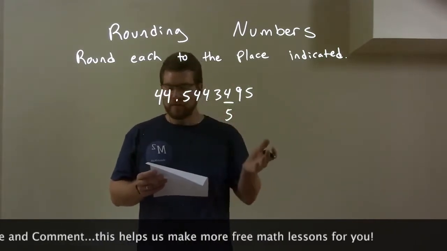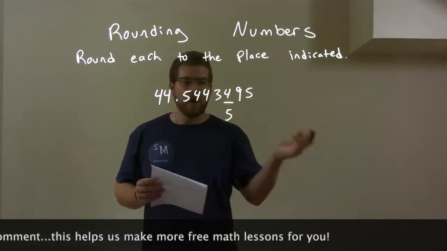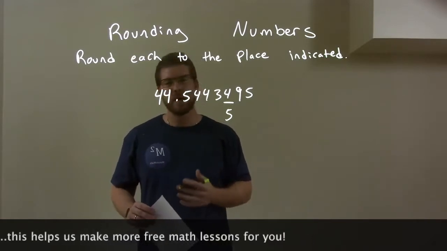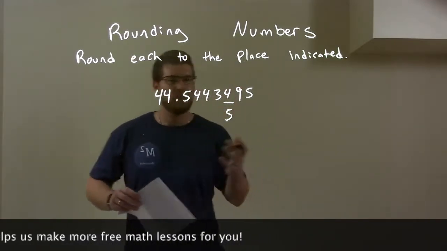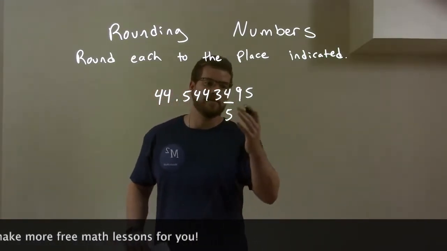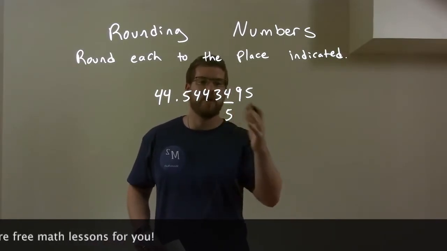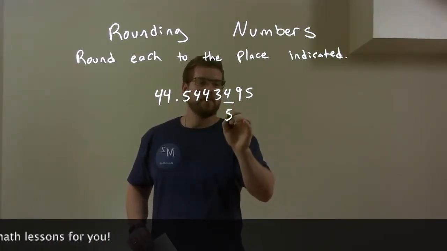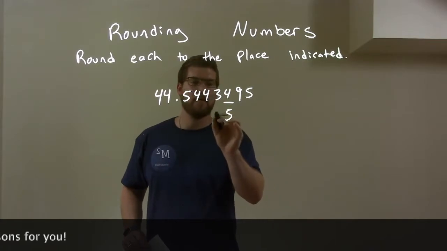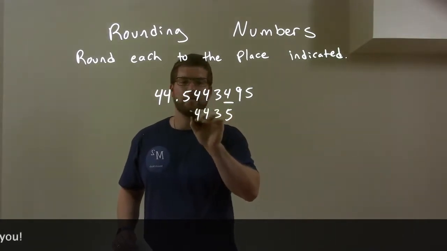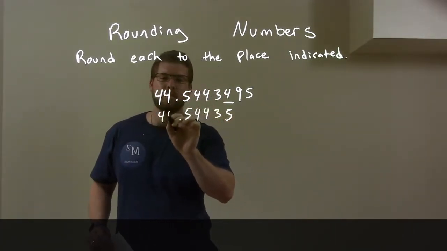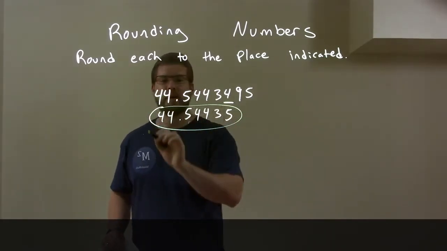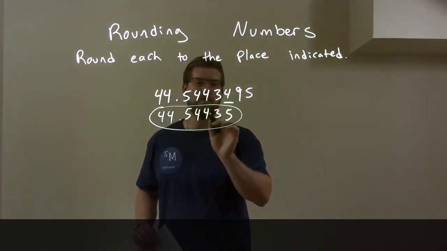Well, the rest of this, though, you can write zeros afterwards, and generally I like to, but it depends really on what your teacher wants. Some people say write zeros afterwards because it shows that you rounded, but either way, the 5 is there. We don't really need to write the zeros. I'll bring everything else down to the left. Here we have our final answer, 44.54435.